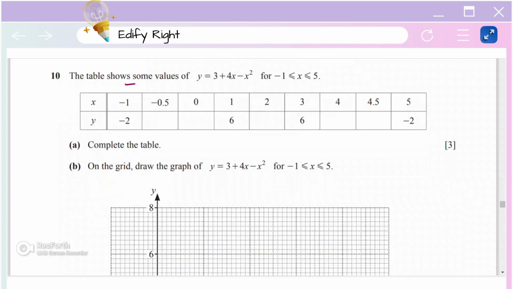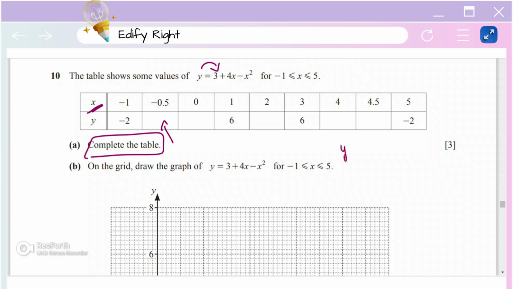The table shows some values of y equal to 3 plus 4x minus x square, and this is the range of values of x, and you're asked to fill out the table for the first question. So let's do that. This is pretty simple. You just have to take the x value and substitute in this equation. You'll get the corresponding y value. So let me do it for this box.